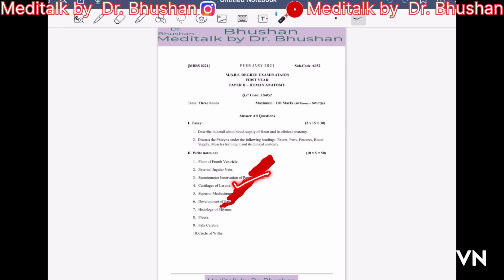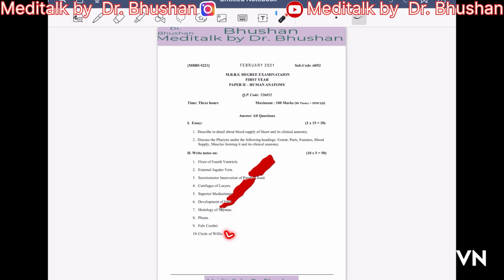Cartilage of larynx, superior mediastinum, development of face, histology of thymus, pleura, falx cerebri and circle of Willis. Circle of Willis also is an important question.